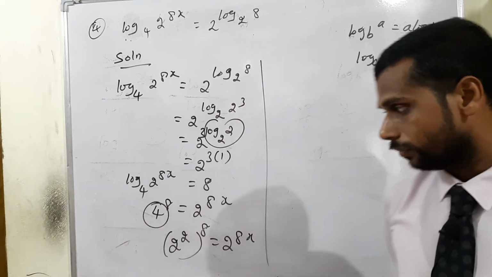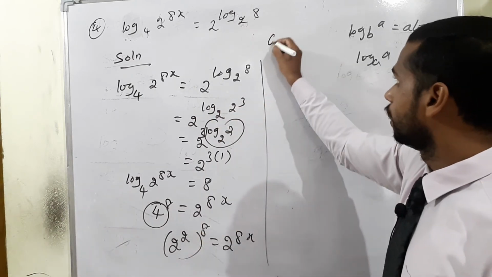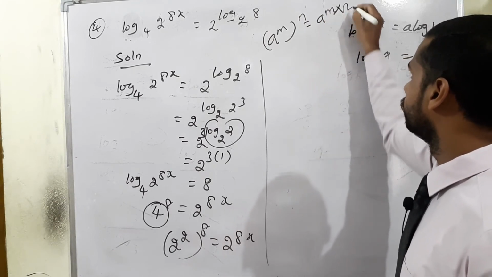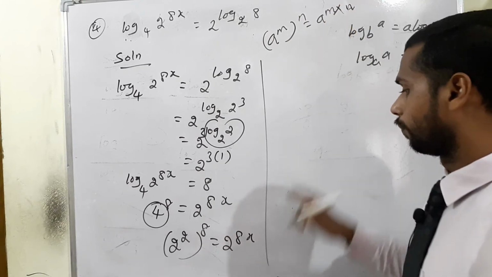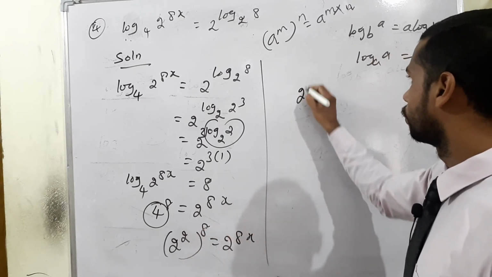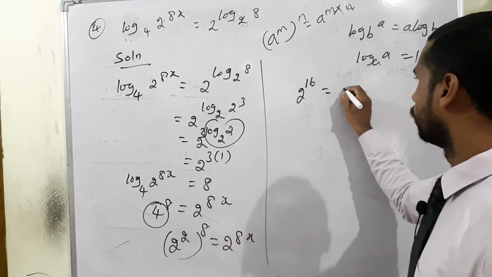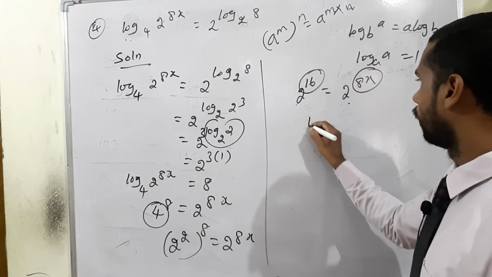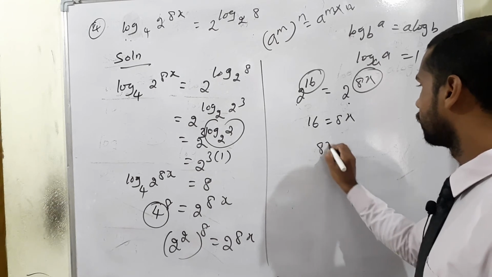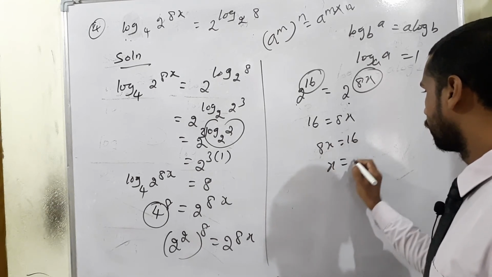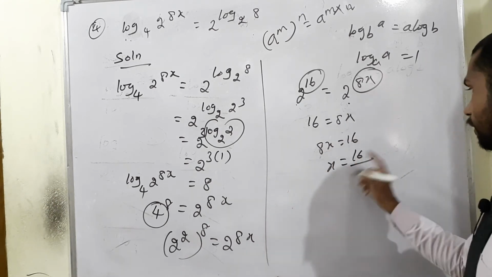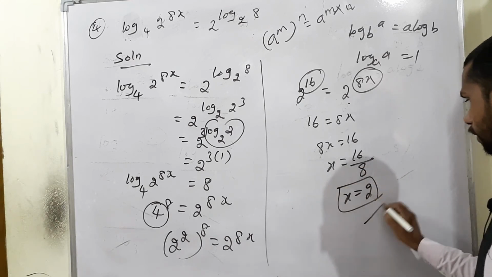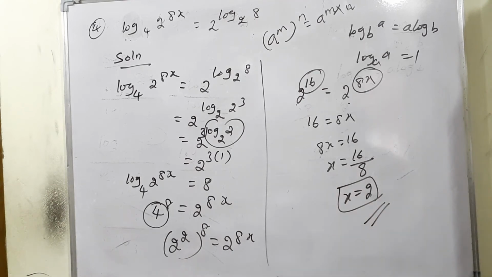Now the power rule formula: a to the power m, into the whole power n, we can say a to the power m into n. Therefore 2 eights are 16. 2 to the power 16 is equal to 2 to the power 8x. So the base is the same, which means equating the powers. 16 is equal to 8x, so 8x is equal to 16. Therefore x is equal to 16 by 8. The output is x is equal to 2. This is our answer. Okay. I will continue with the next question.